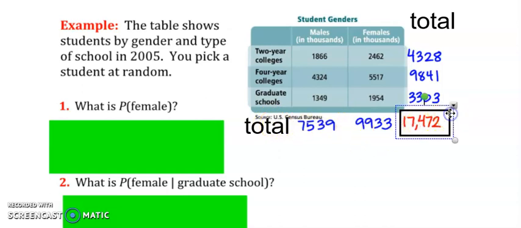All right, so let's see some examples here. The first one says, what is the probability that we get a female? So there's no conditional aspect at all.